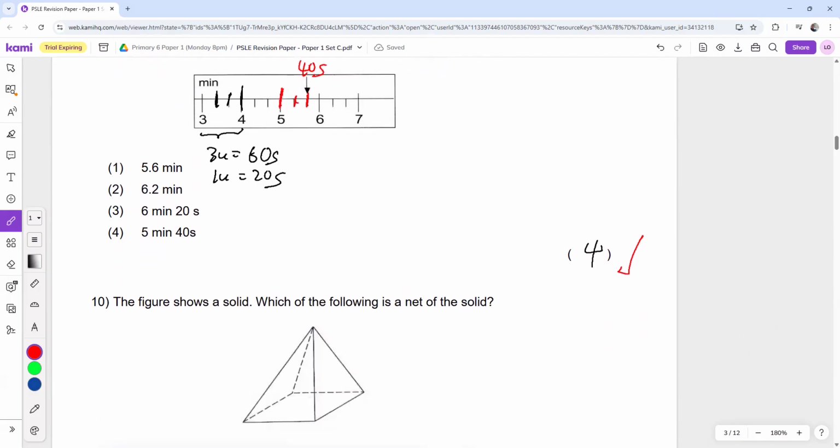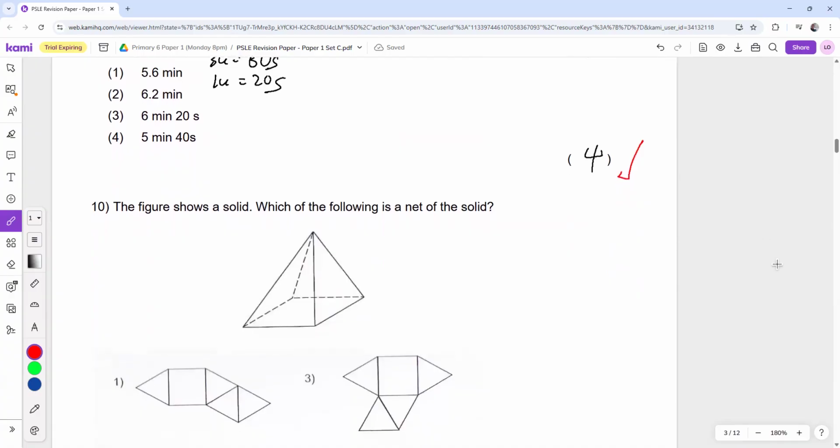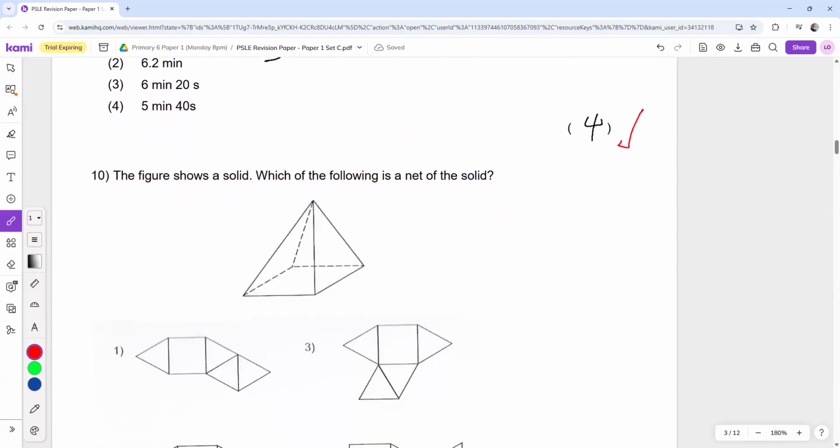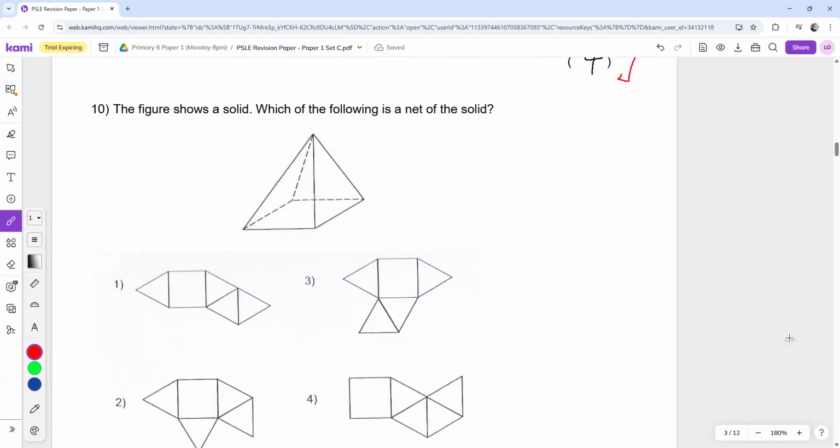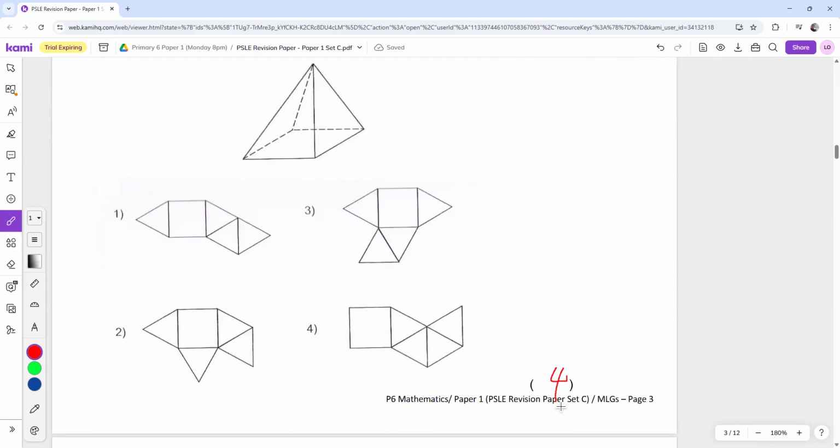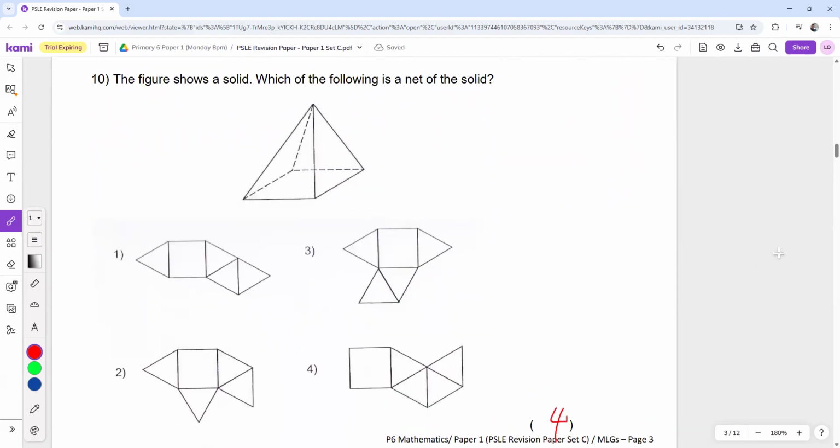Okay, question number 10. This is called a pyramid. Which of the following is a net? And your answer is number 4. How do I know which is the net? Well, for the pyramid, give letters to the faces: bottom, front, right, left, behind. Then go to the next one.